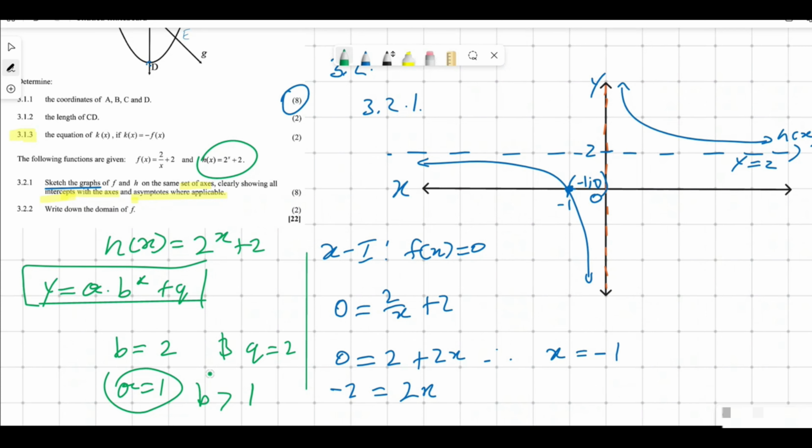Those are the things that you need to take note of. Yes, if A is positive and B is greater than 1, the graph is increasing. Then if it's increasing, what is the shape of the graph? If it's increasing, the shape of the graph is going to be like this. This is the shape of the graph. Check there in your notes. If the graph is increasing, it's going to be like this. If it was decreasing, it was going to be like this.